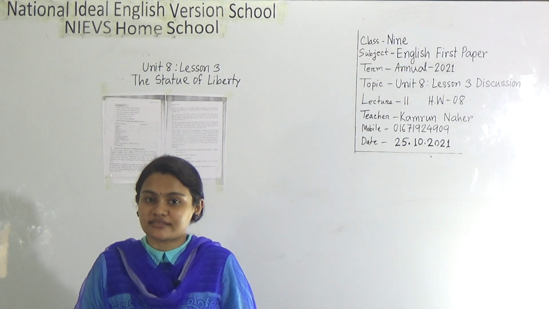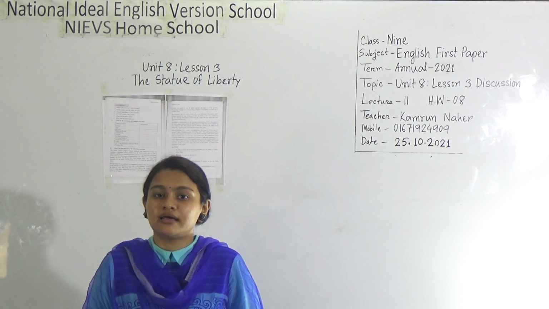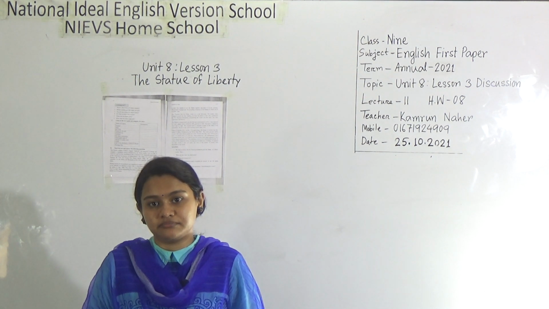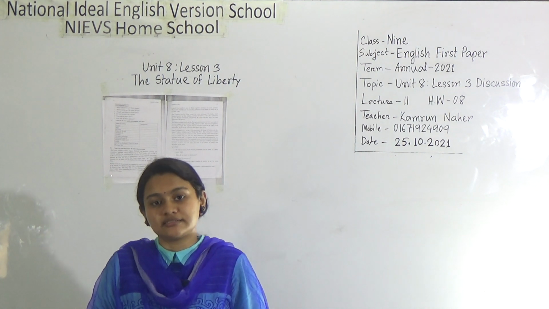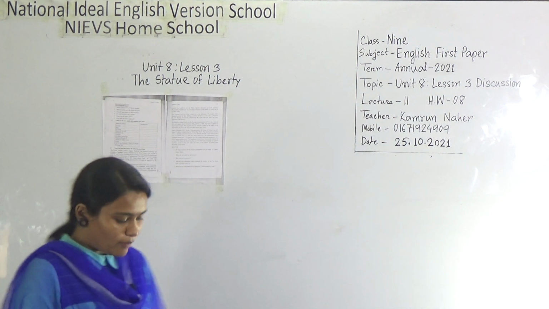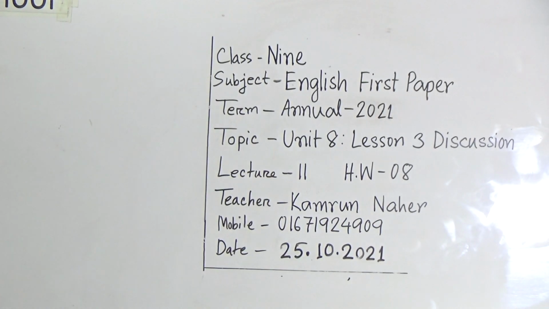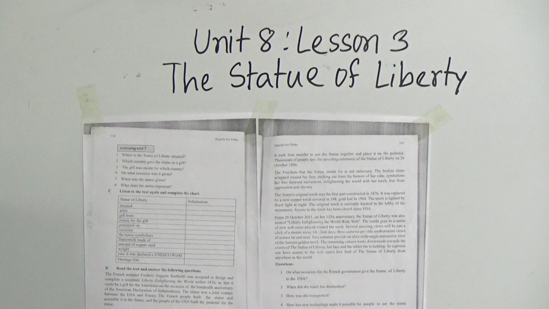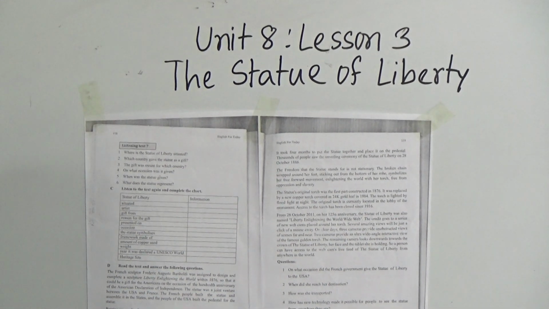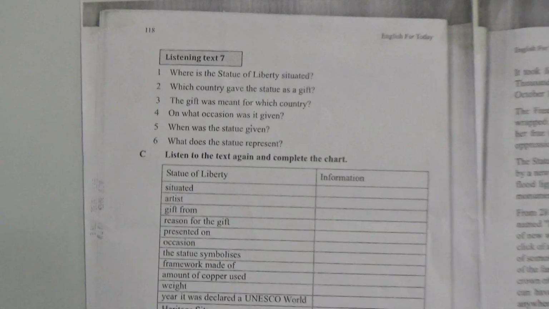My dear students of class 9, today I am going to take your English first paper. Today's topic is Lesson 3, Unit 8. Take your English book and go to Unit 8, Lesson 3. Today we will learn about the Statue of Liberty and read the passage. In sections A, B, C there is the listening test, and we will do it in our physical class. Now we will go to the passage, section D.